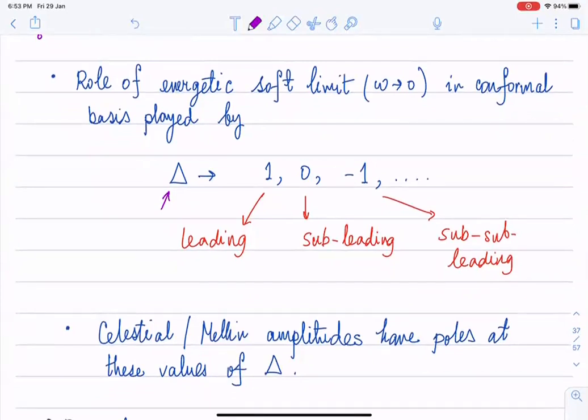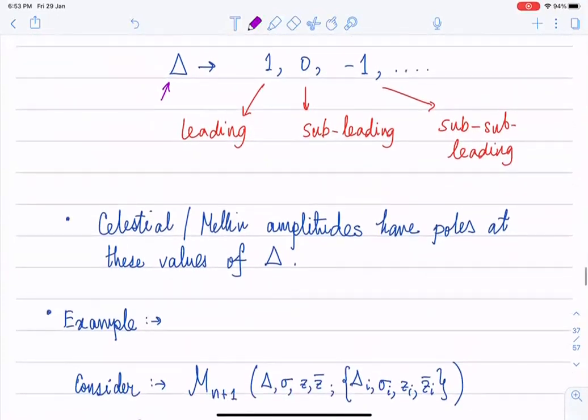Now the reason this is interesting, why one can sensibly take this delta going to specific integer limits and extract something useful from it, is that celestial or Mellin amplitudes actually have poles at specific values of delta. Okay. So in this case what you can show is that if you start with some n plus 1 point Mellin amplitude and take delta going to 1 in that amplitude, then that amplitude is going to factorize in terms of an n point Mellin amplitude.